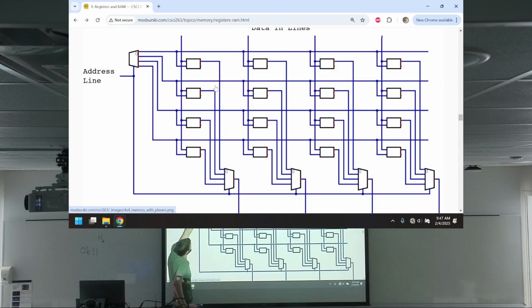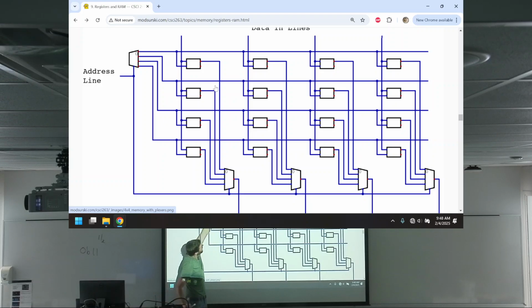Every other row signal will be 0, right? Because remember, with the decoder, only one of the output signals will ever be high. Which one? The one we select here to be the address line. Similarly for the output, right? Which one's outputting? Well, notice that based on this design, all of the registers are outputting always. They're always outputting their value.